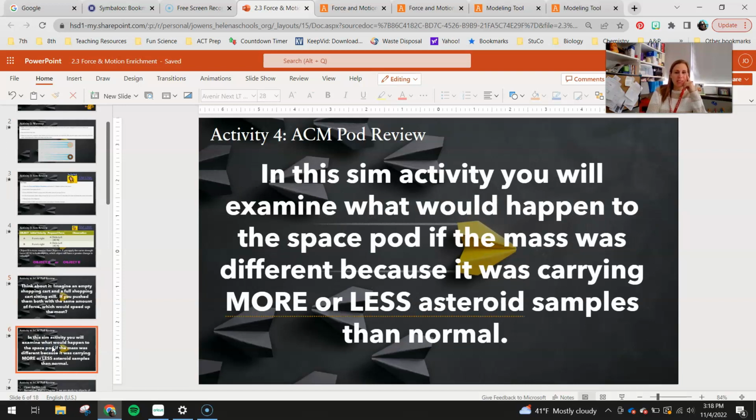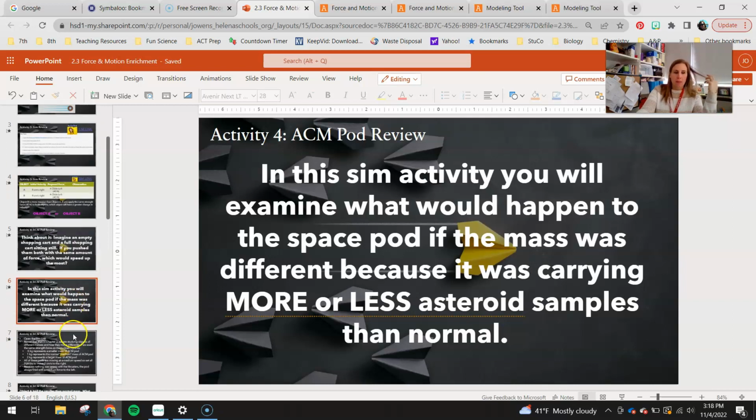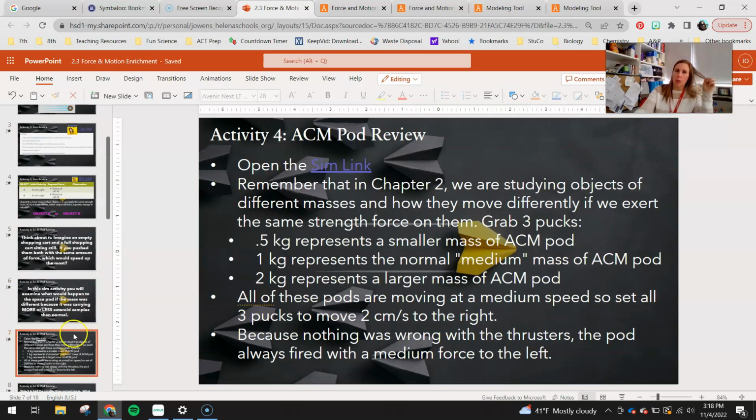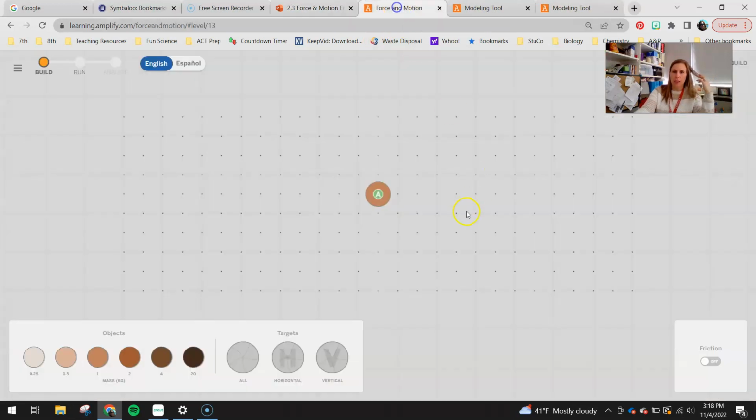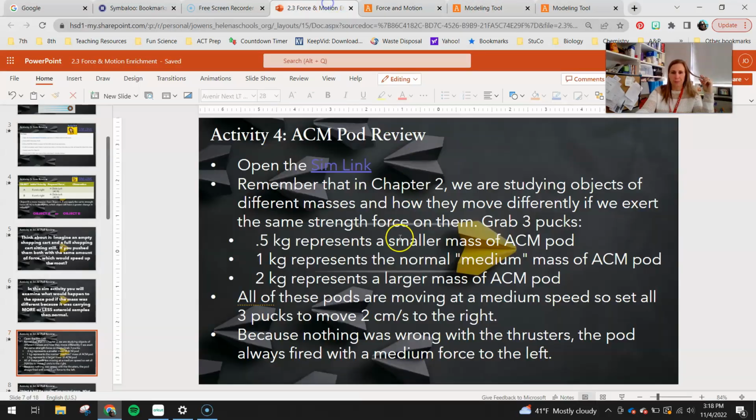Okay, so in this sim activity, you will examine what would happen to the space pods if the mass was different because it was either carrying more or less asteroid samples than normal. So here's what you're going to do. You're going to open up the sim link. You're just opening the general sim on this, so here's your link. It should take you into this slide. You can go ahead and delete the puck that's already there.